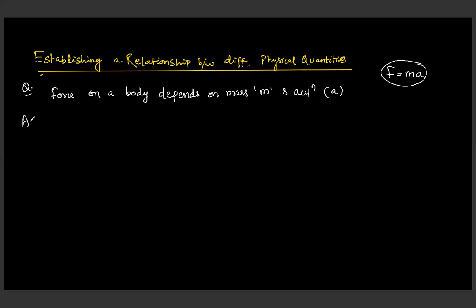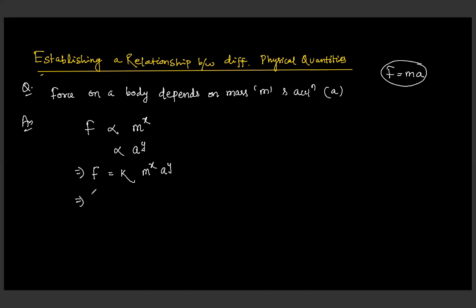So how to do it? We say that we don't know what the power of it is. So let's say force is proportional to m to the power x and a to the power y. So we can write force is equal to a constant, let it be k, m to the power x and a to the power y.